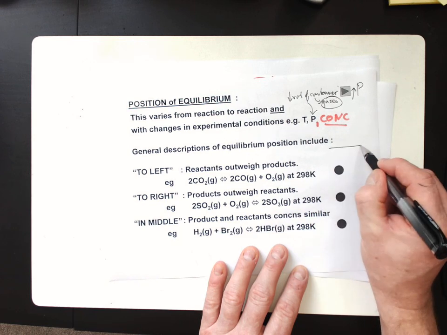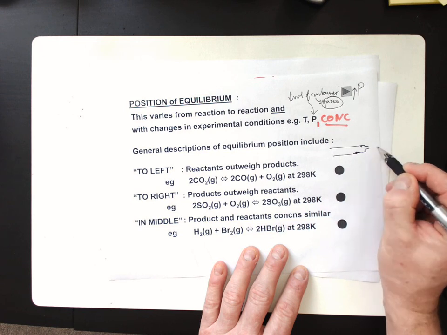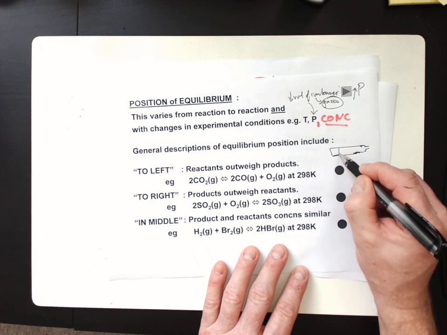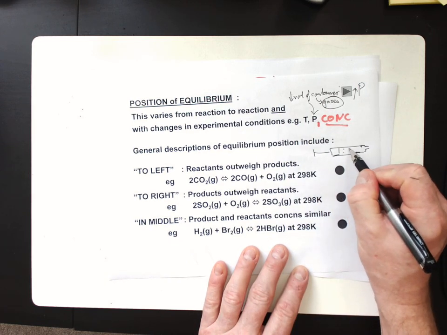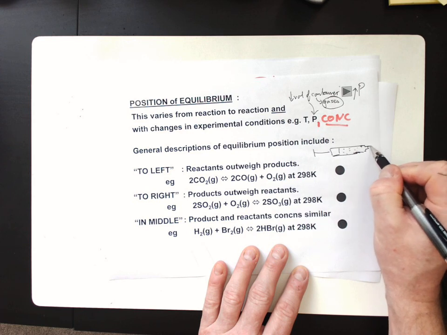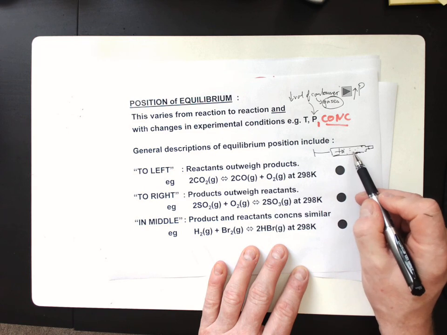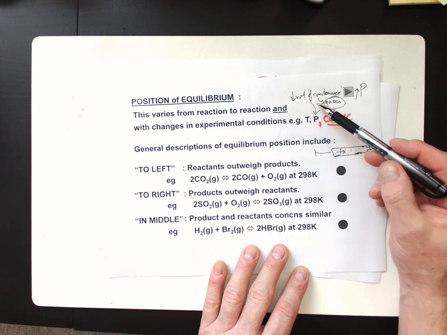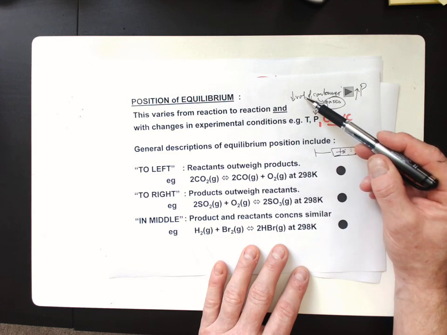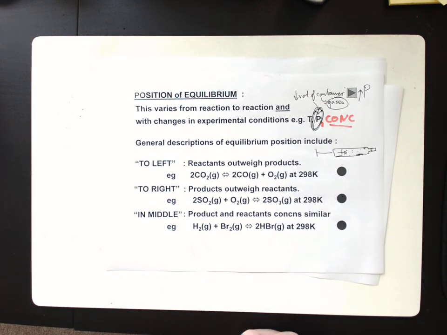No different than if you have, excuse my artwork, a syringe, and you have a plunger in that syringe. If you have this syringe full of gas and you block the end of it and you push the plunger in, you're going to reduce the volume and you're going to increase the pressure on the gases in there. So just be careful of questions that talk about decreasing and increasing volume whenever it's to do with gases, because really what they're probing you on there is, do you understand how pressure affects position of equilibrium?